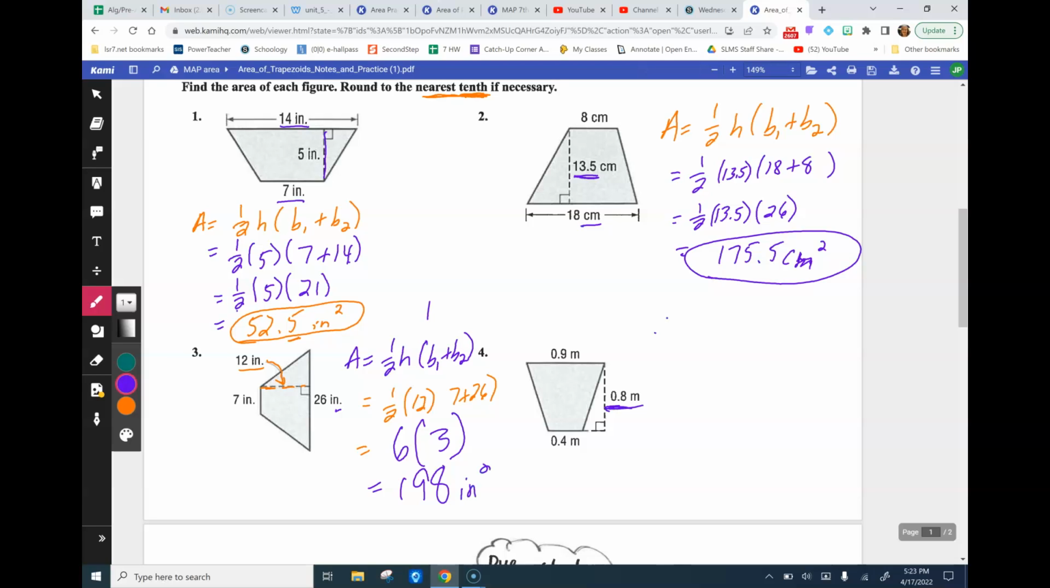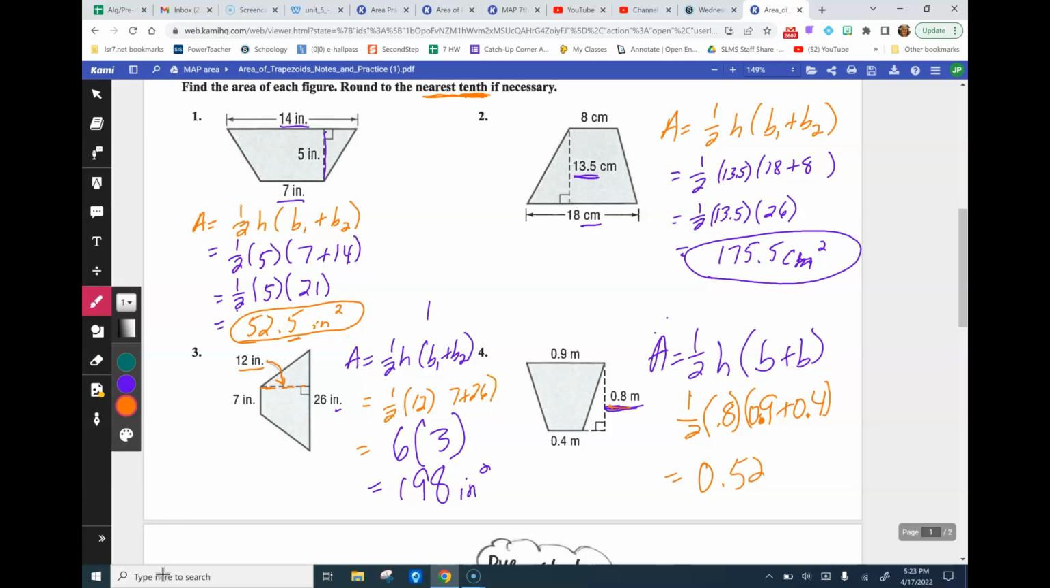Okay, on number 4, this is our height. So area is equal to 1/2 times the height times the sum of the bases. So I'm going to get 1/2 times the height, which is 0.8, and the bases are 0.9 and 0.4. Okay, so we're going to multiply 0.5. Wait, I'm going to add first. So I'm going to take 0.9 plus 0.4, take that times 0.8 and times 0.5. So I just worked my way backwards and I get 0.52.